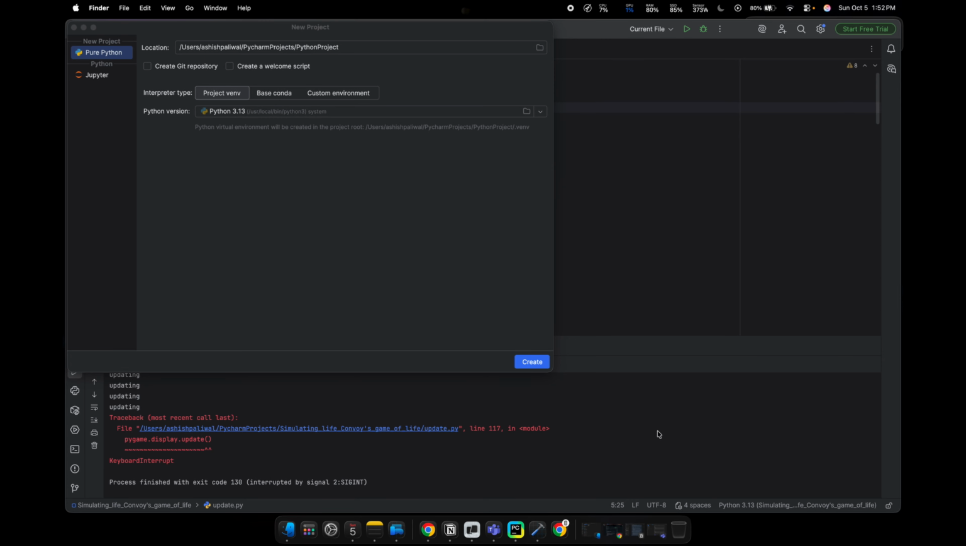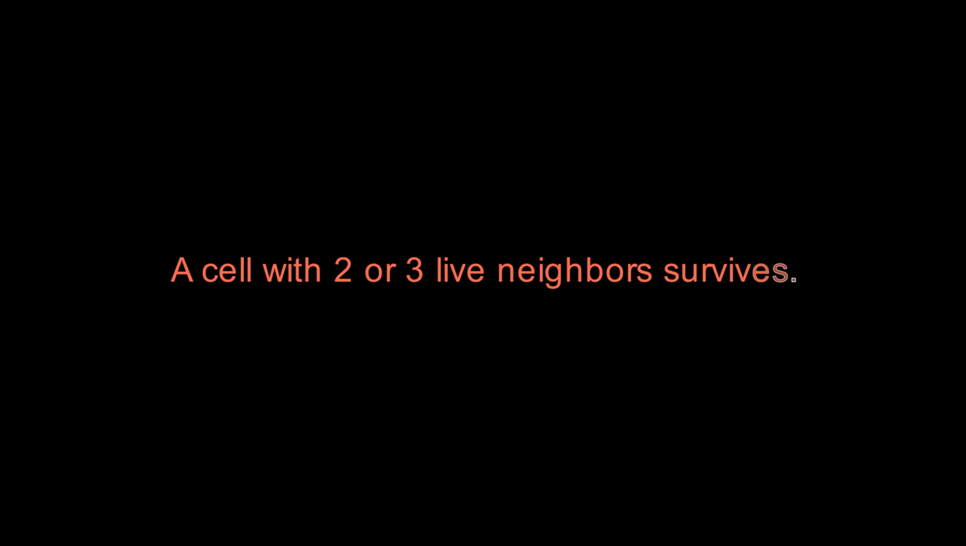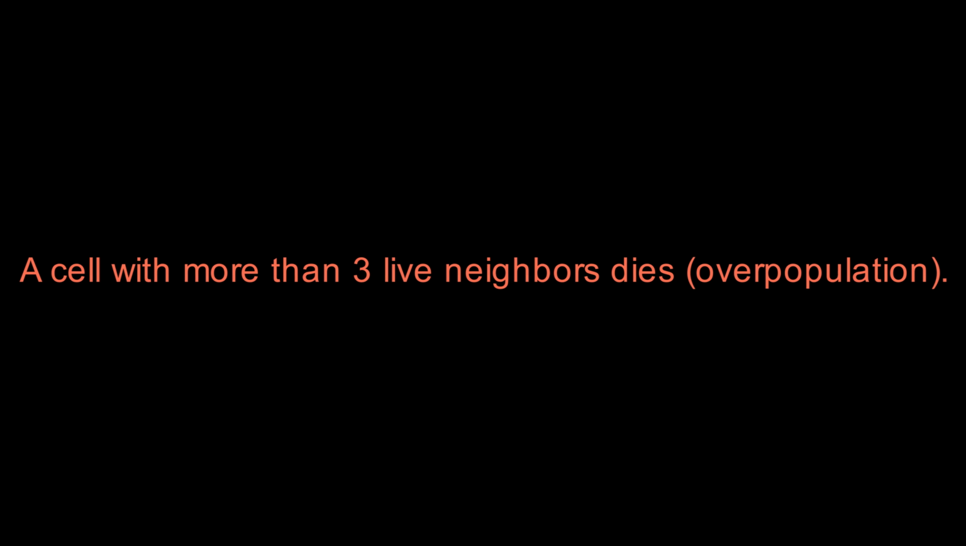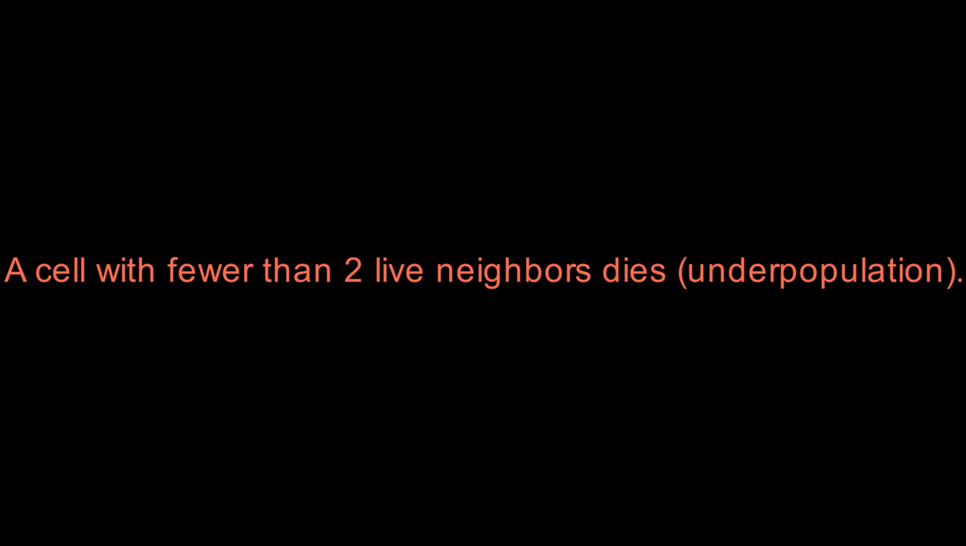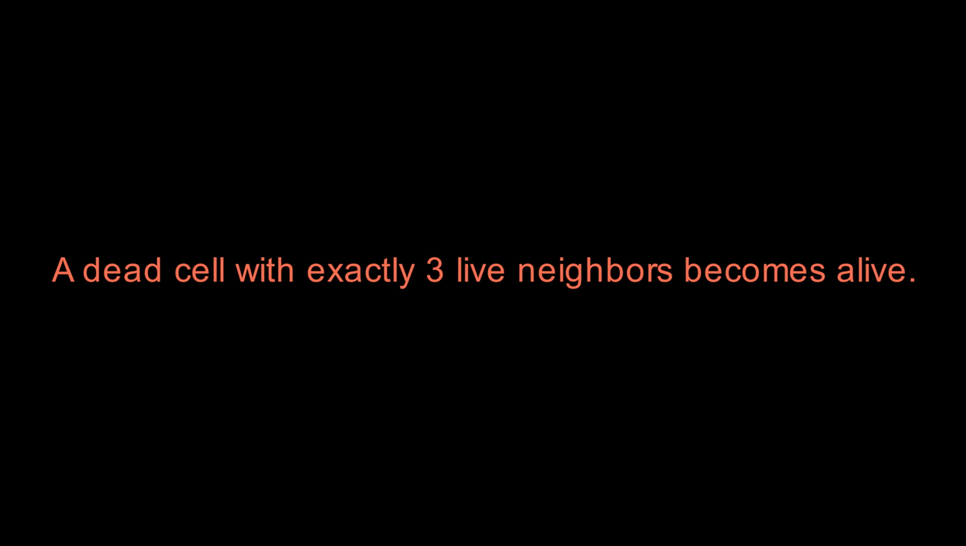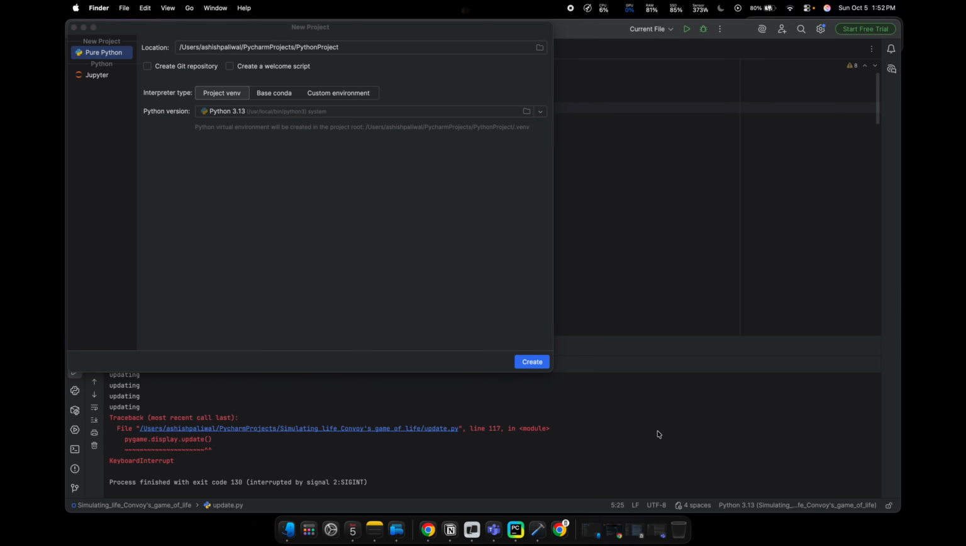So the rules are simple. A cell with 2 or more alive neighbors survives. A cell with more than 3 dies due to overpopulation. And the third rule is that a cell with less than 2 alive neighbors dies due to underpopulation. And the last rule is that a dead cell with exactly 3 neighbors becomes alive. These are the only 4 steps for the simulation.